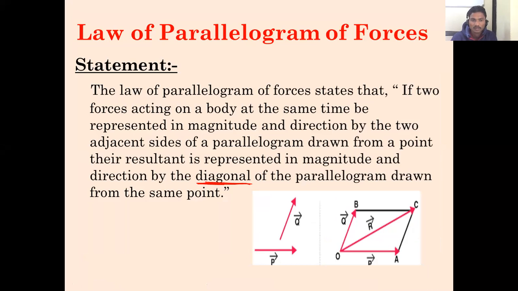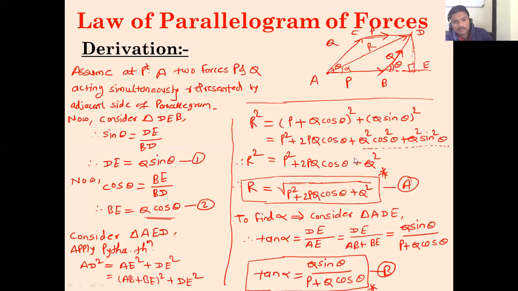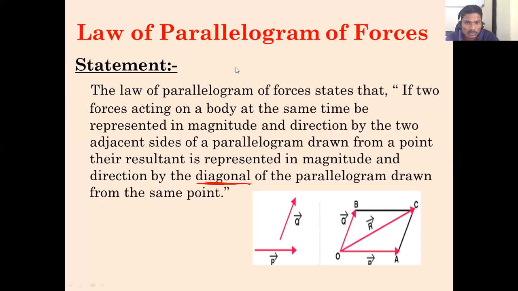What is the statement of the law of parallelogram of forces? What do you understand by it? Fast, quick. If two forces act on a body simultaneously and are in the form of two adjacent sides of a parallelogram, then the diagonal passing through the same point is the resultant of the two forces. Very good. Exactly, whatever you told is exactly correct.